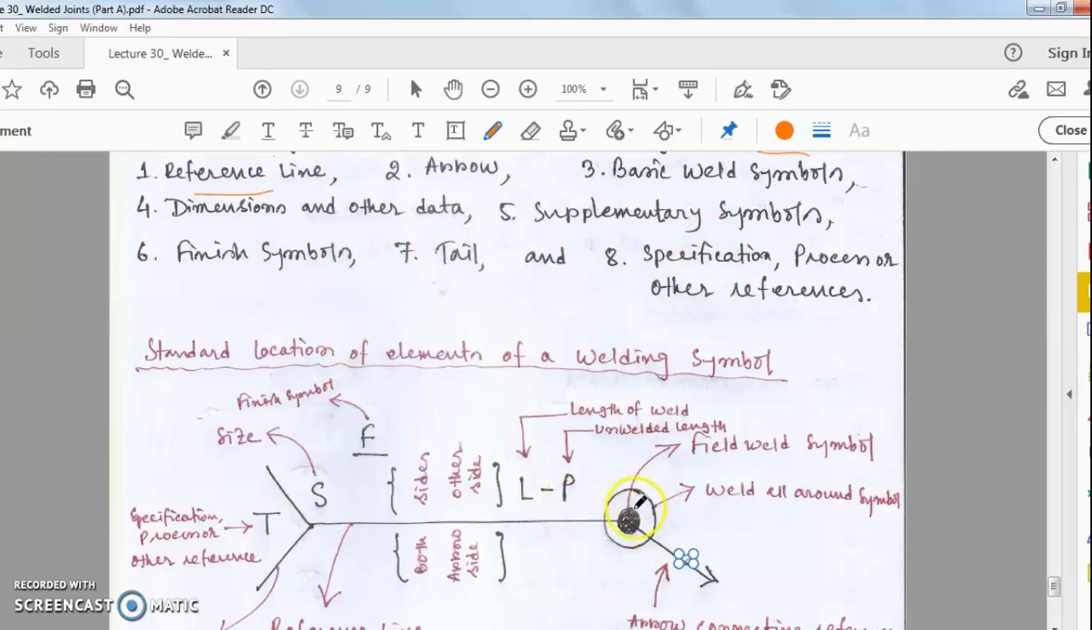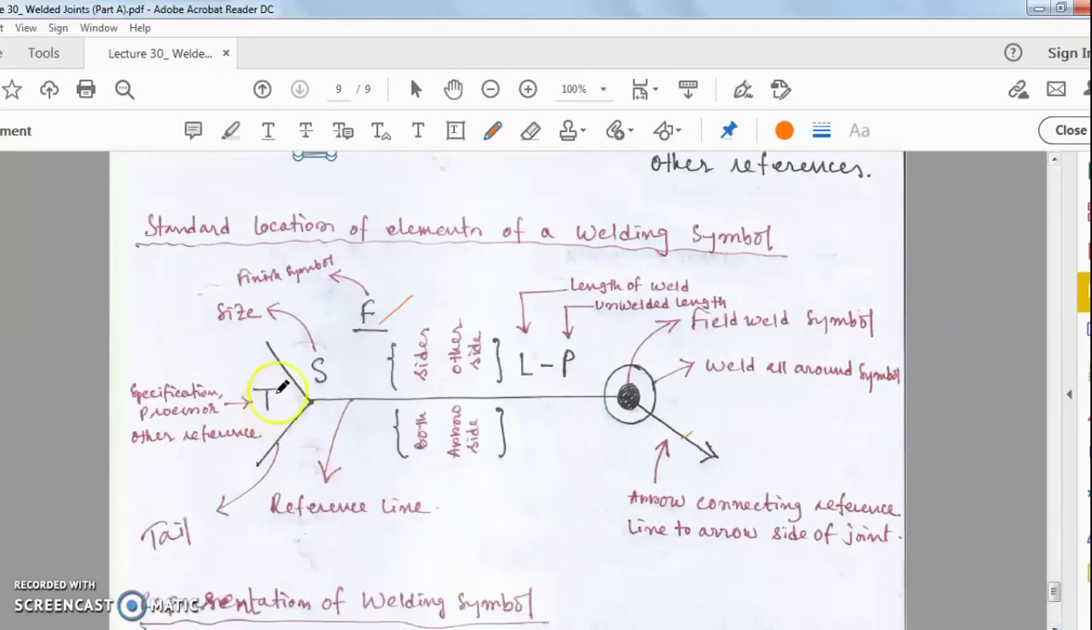That means weld all around and also field weld. Finish symbol, that is F. F means finish symbol. Tail: this is the tail. Specification, process or other references. Here you see this T. T means it may be T welded, that means the method of welding is also mentioned here. Okay, so this is the complete shape of a welding symbol.